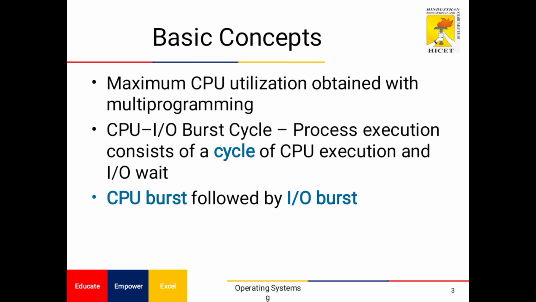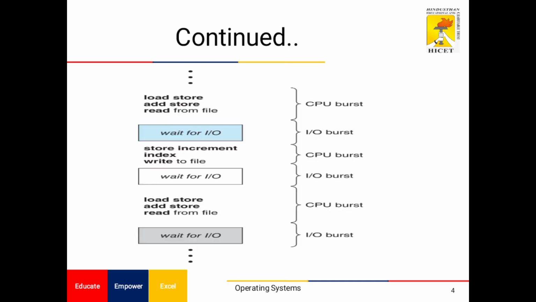Maximum CPU utilization by using multiprogramming, CPU and IO burst. Usually a CPU burst is followed by an IO burst, and this is the diagrammatic explanation of CPU burst and IO burst. When the process is executing in the CPU, if it requires any IO request, then the process goes to the wait state, and after the completion it will get the CPU again and continue the process execution. So the specification here is CPU burst and IO burst. Under execution it is called CPU burst. When it is using IO, it is called IO burst.